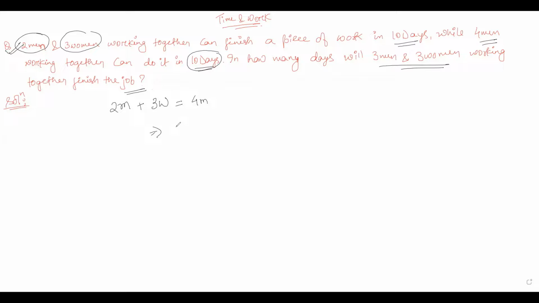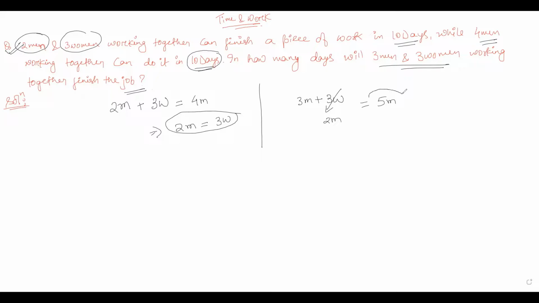So from here we can say that twice the efficiency of men would be equal to thrice the efficiency of women. Now we need to find if 3 men and 3 women work together, in how many days they can finish this job. So 3 men and 3 women efficiency would be simply 3M plus 3W. And we know that twice the efficiency of men is thrice the efficiency of women. So this 3W can be written as 2M. So this would be simply equal to 5 men.